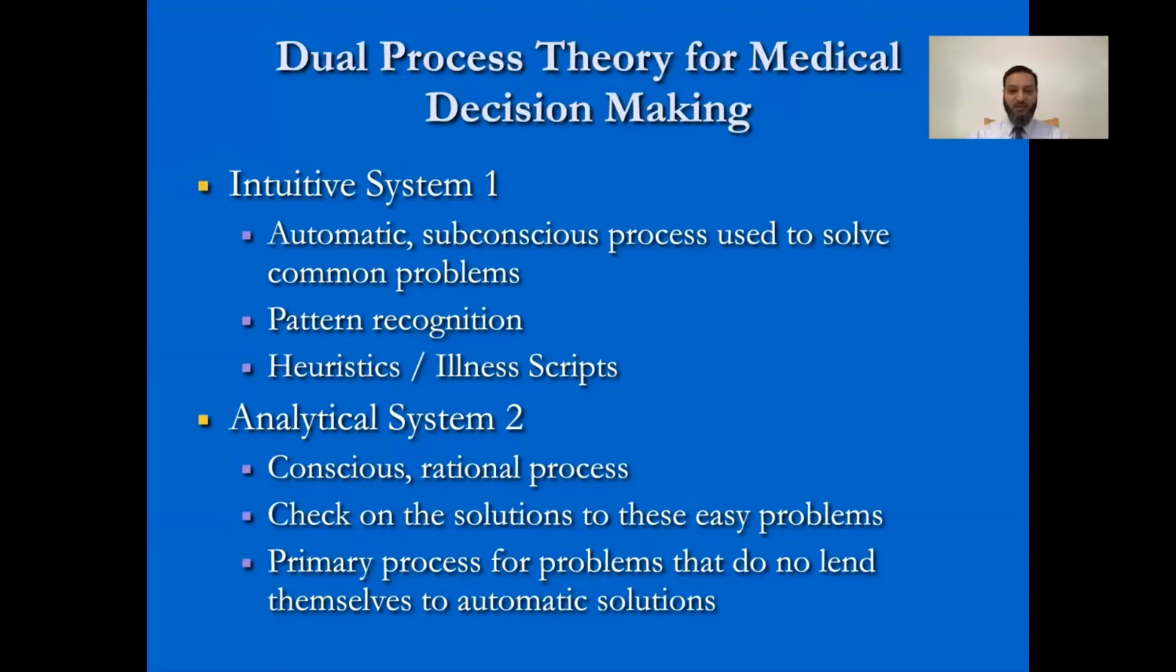Analytical system two is a much more conscious, rational process. It's much more slow and deliberate when things aren't coming together and they're not making sense. So then you start thinking about different solutions and you check on the solutions and you work through it very deliberately and very slowly. This is the primary process that's used when it doesn't lend itself to an automatic solution.